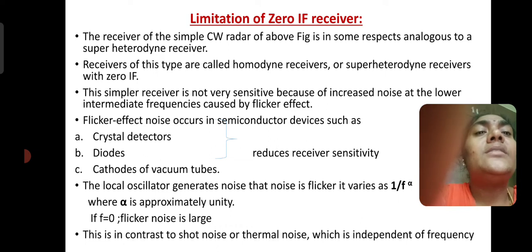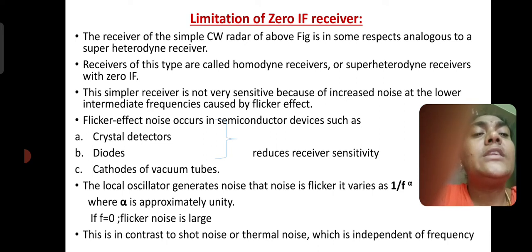The simple receiver is not very sensitive because of increasing noise at the lower intermediate frequency caused by the flicker effect. The flicker effect noise occurs in semiconductor devices such as crystal diodes and cathodes of vacuum tubes. So this reduces the sensitivity.